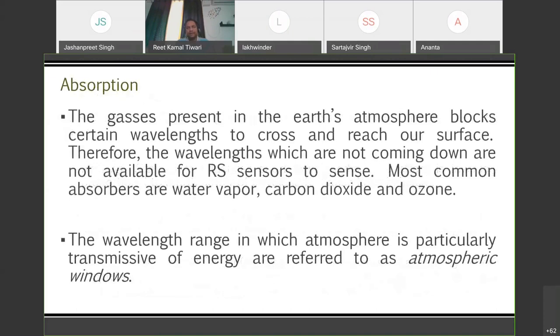Another phenomenon which happens is absorption. Everyone knows that because of the presence of the ozone layer, we don't get the UV radiation. In the atmosphere, we have water vapor, carbon dioxide, ozone, and many other gases. These gases and elements tend to absorb many of the radiations coming from the sun. Why is this important? Because if the radiation is getting absorbed and we build a sensor which works in those wavelengths, then we will not be able to visualize anything on the earth's surface. The wavelengths which can pass through the atmosphere are called atmospheric windows.